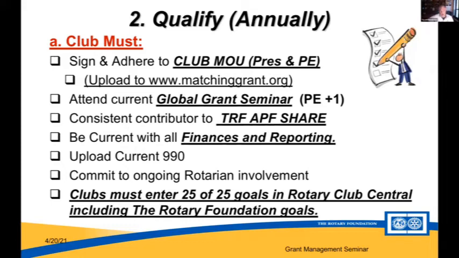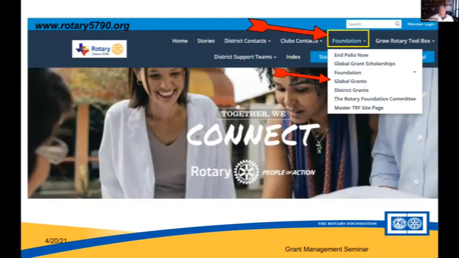One of the things that's not really a qualification, but is very, very important, is that you've got to have people who are willing to commit to your project on an ongoing level. People from your club, people from your host club, to be able to make a project successful. Also, you're expected to enter 25 of 25 goals in Rotary Club Central, and this is a decision by the district management for the upcoming year.